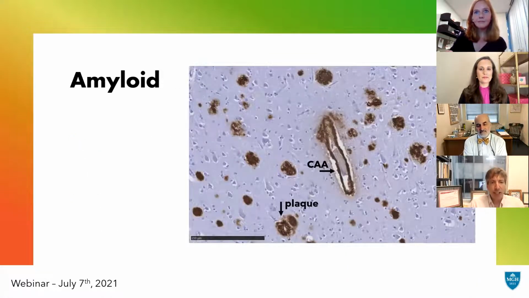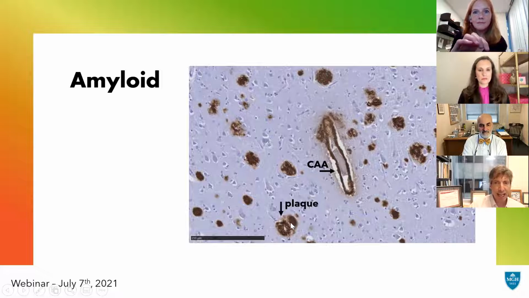Make the point here that the amyloid in amyloid angiopathy is basically the same amyloid that causes Alzheimer's disease. This is amyloid staining in the brain of a patient who has both, and the brown is the positive signal. So this would be somebody who has both CAA and these plaques that are the hallmark of Alzheimer's disease.